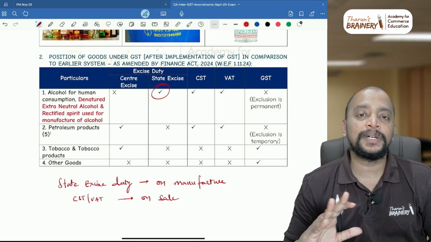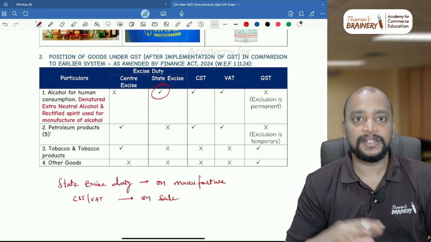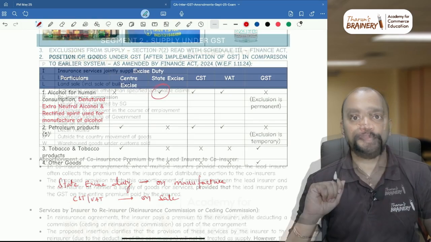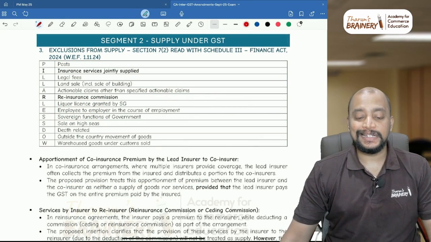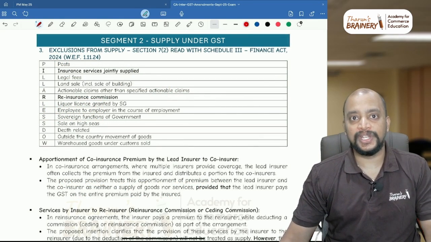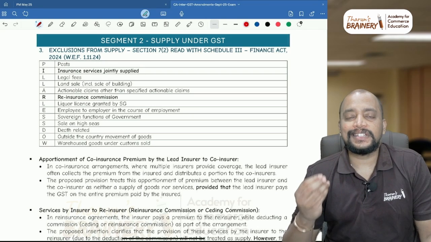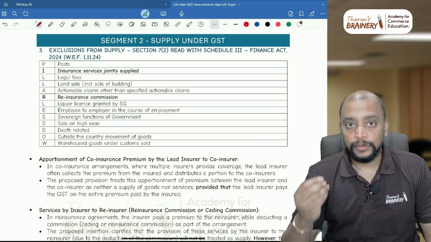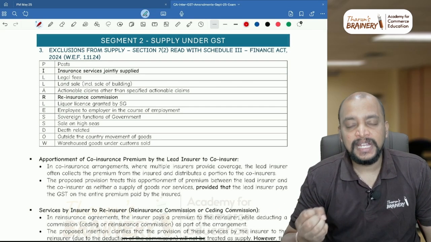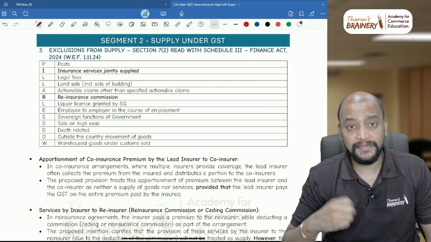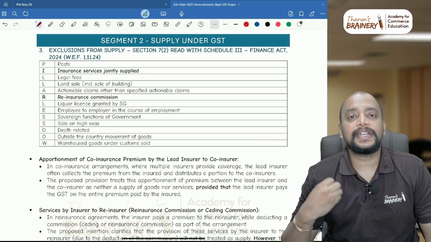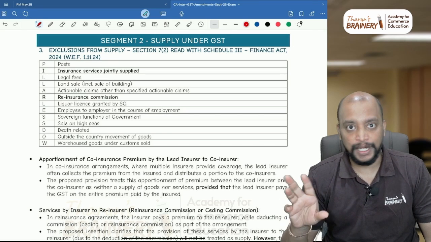This is what you need to remember as the amendment for the first chapter, that is segment 1, introduction to GST. Let's move on to the amendment in second segment, that is supply under GST. We all know that 7 subsection 2 deals with exclusion from supply. So 7 subsection 1 inclusion, 7 subsection 2 exclusions, and 7 subsection 1A classification of supply into goods or services.